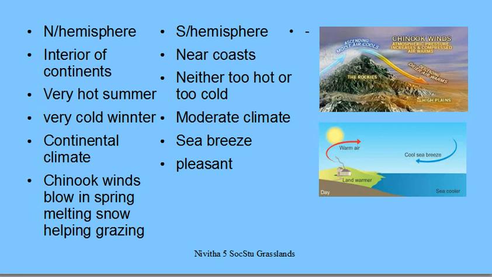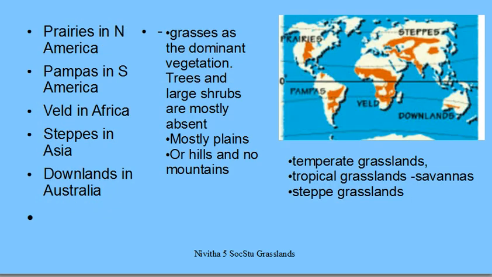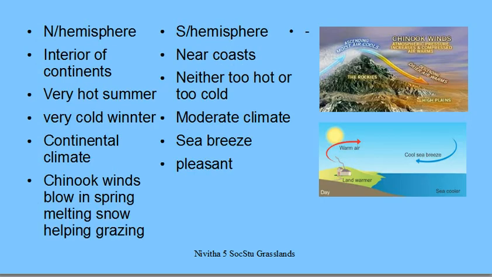In the northern hemisphere, as far as the climate is concerned, the grasslands are mostly in the interior of the continents, in the middle of the continent. But in the southern hemisphere, they are near the coasts, or near the seas and oceans. In the northern hemisphere, they have very hot summers and very cold winters. They have a continental climate.